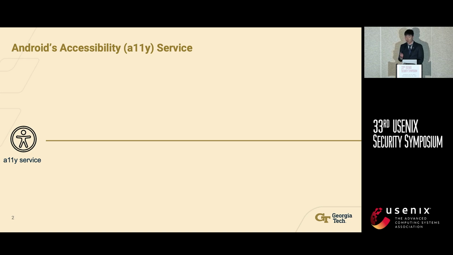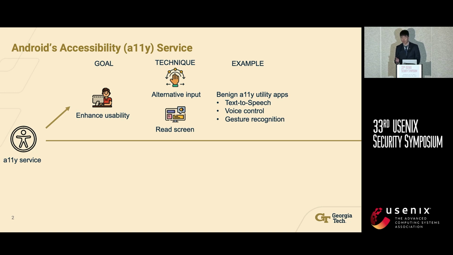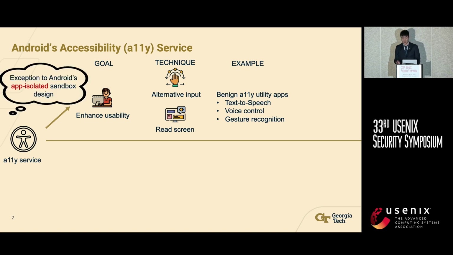Android's accessibility service, known as the Ally service, is designed to enhance the usability of users. It achieves this by providing alternative inputs or outputs, such as reading the screens. Common usages of this benign Ally utility include text-to-speech, voice control, and gesture recognition. To achieve these functionalities, the Ally service stands as an exception to Android's app-isolated sandbox design, in the sense that it allows apps to control the GUI screens of other applications.